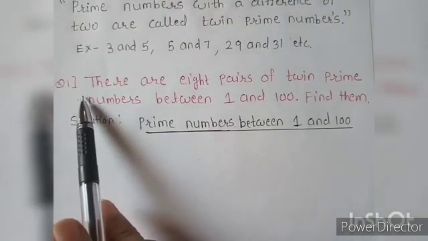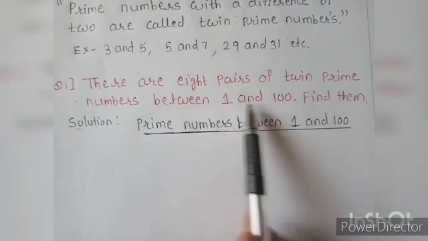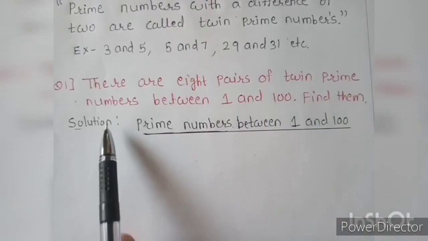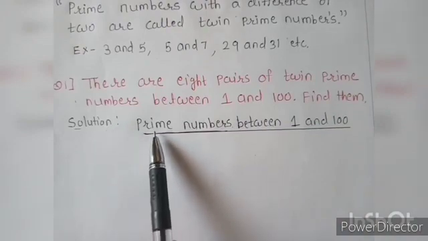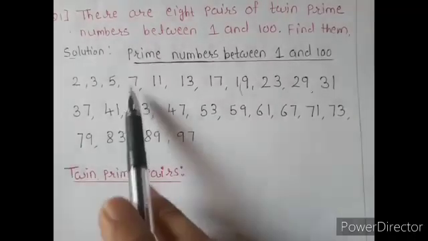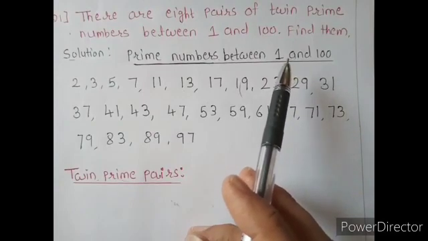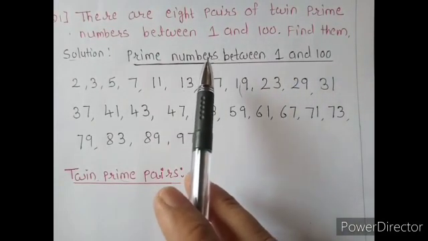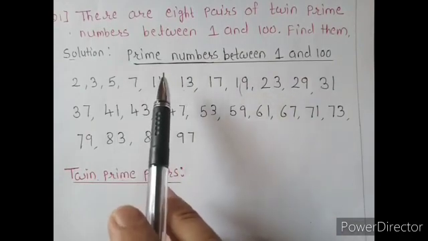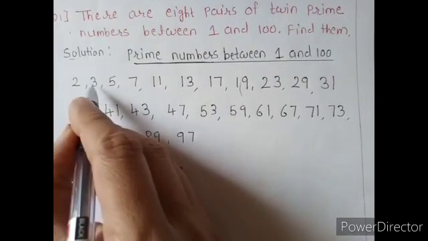Let us take an example. There are 8 pairs of twin prime numbers between 1 and 100. Find them. Now, to solve this question, first you have to write down prime numbers between 1 and 100. These are prime numbers between 1 and 100. Now we will find twin prime pairs. We know that there is a difference of 2 in between two prime numbers.